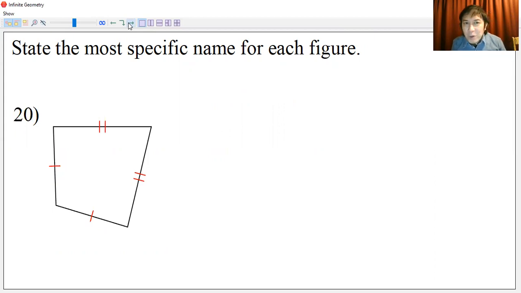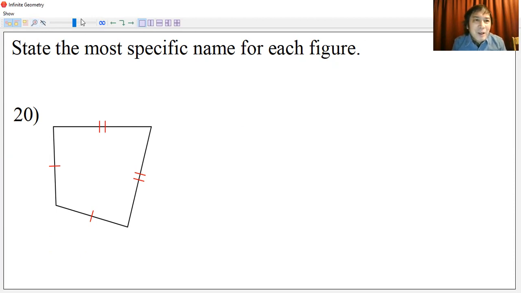All right, state the most specific name for each figure. This looks like a kite, okay? So I would say this is a kite. Okay, how about the computer's answer? It's a kite. All right, okay.